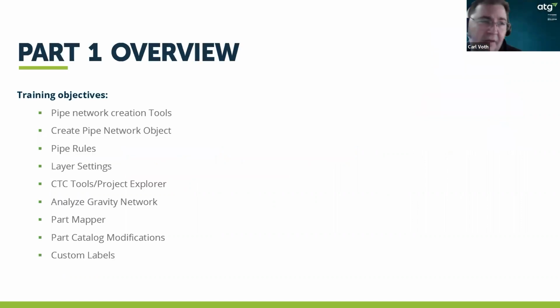All right, so we're going to do a quick overview of what happened before. You can also check out our previous links. Part 1 contained some pipe network creation tools. We created a pipe network from objects. We created it from scratch. We went over pipe rules and how to set those, layer settings within Civil 3D. We used our fantastic CTC tools to make some pipe edits. We also used the Project Explorer on those. We analyzed that gravity network within Civil 3D, went through and showed you that part mapper. That's important today as well, and some part catalog modifications and how to create some custom labels.